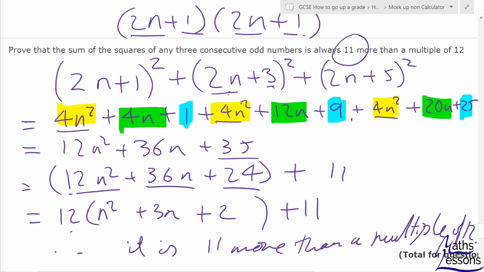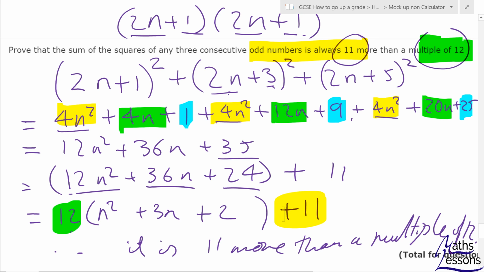Okay, so when you're looking for multiples, you need to take their multiple out as a factor. That's going to be your key thing to look for. And if you do see one like this where it's always a certain number more, just take that bit out first before factorizing it.